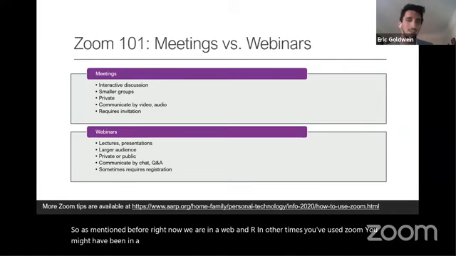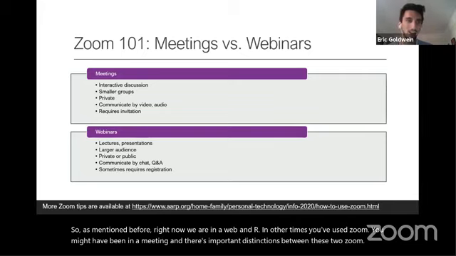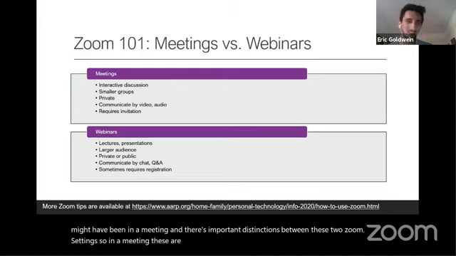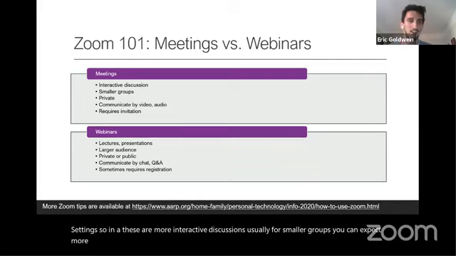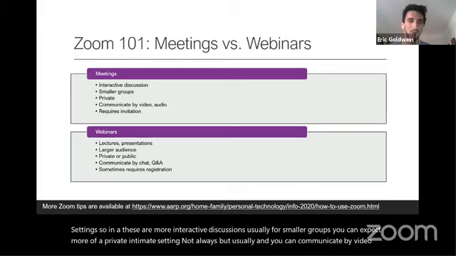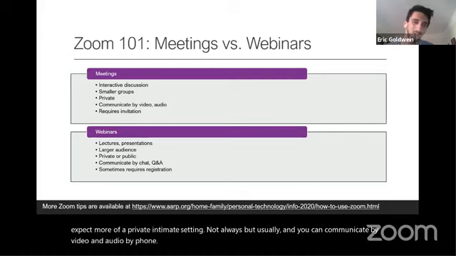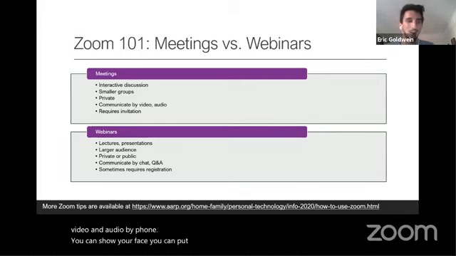And there's important distinctions between these two Zoom settings. So in a meeting, these are more interactive discussions. Usually for smaller groups, you can expect more of a private, intimate setting, not always, but usually. And you can communicate by video and audio, by phone. You can show your face, you can put yourself on mute, and meetings often require invitations.